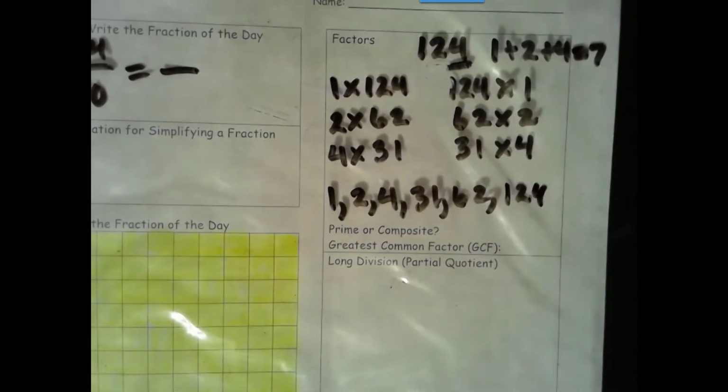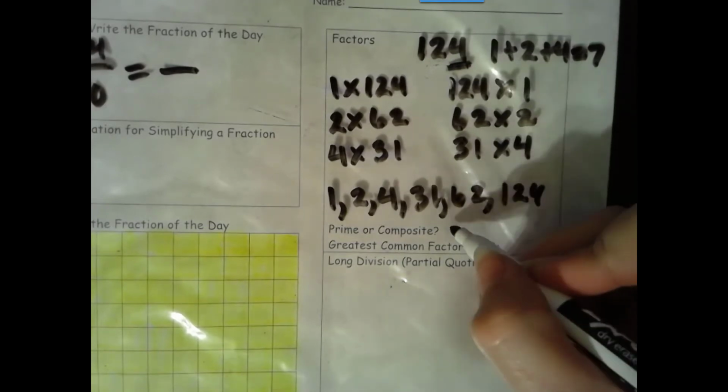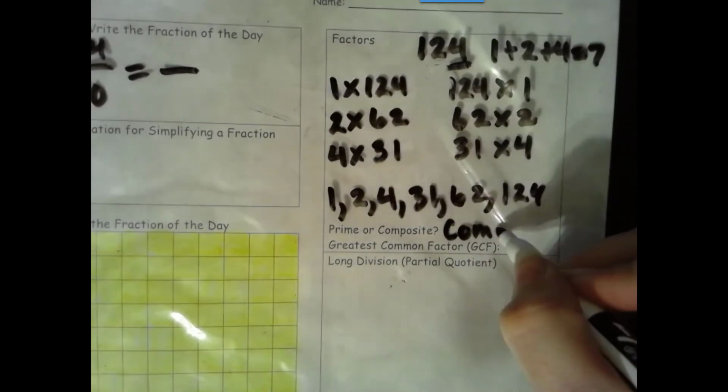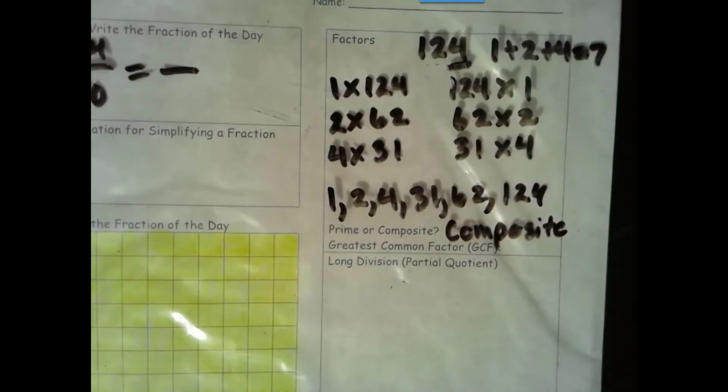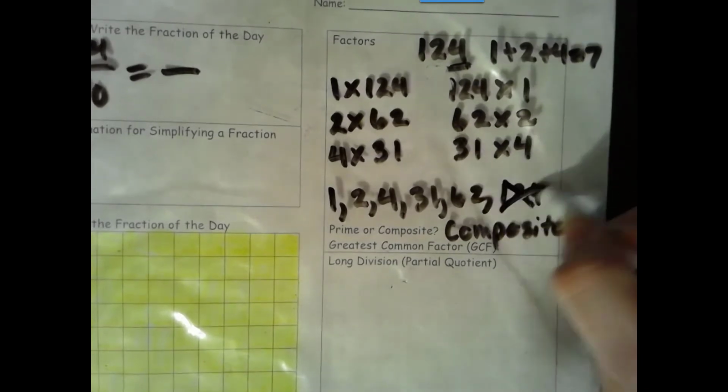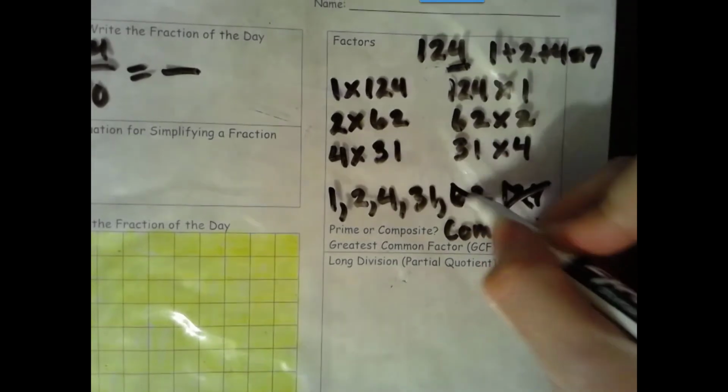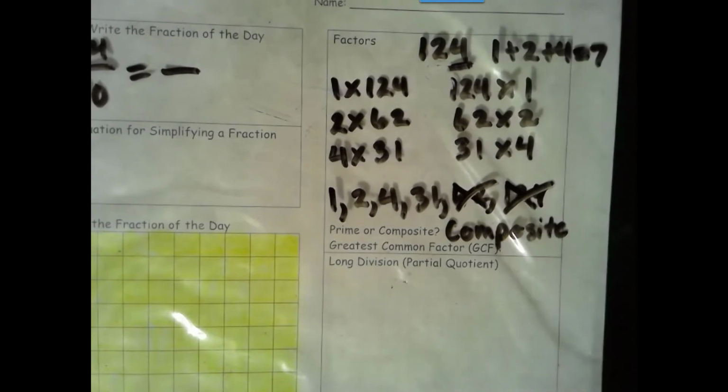Is this prime or composite? Well, we have 6 factors. That is more than 2 factors, so it is composite. Now we need to find our greatest common factor. We only have 56 days left, so I can't make a group of 124 or a group of 62. So let's try 31.